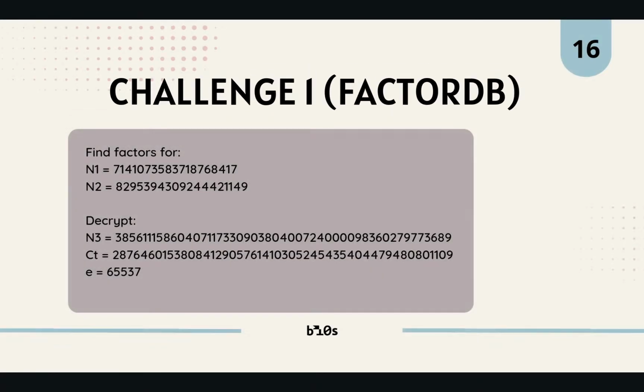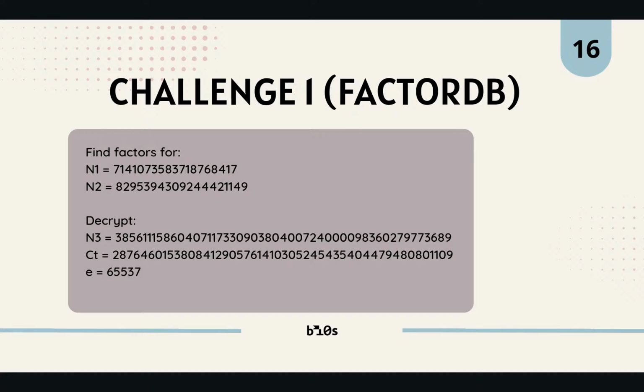Okay, so I mentioned FactorDB. There is a particular website called factordb.com. What it has is a very large database of numbers n and their factors. So it's just a big table, right? You have the number and its factors.